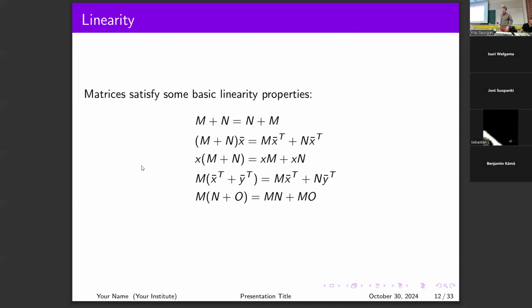Okay, matrices have basic properties. These are linearity properties. Okay, I'm missing T here. Nobody saw it, so nobody gets it. I was faster than anybody. I get 3 points.